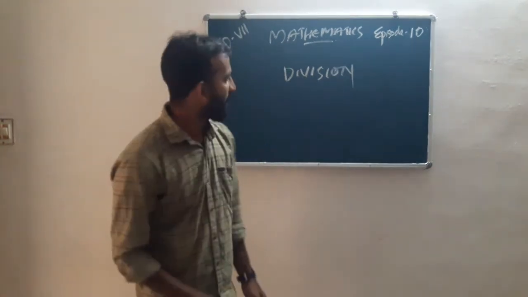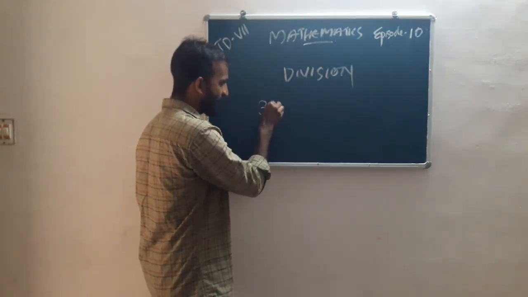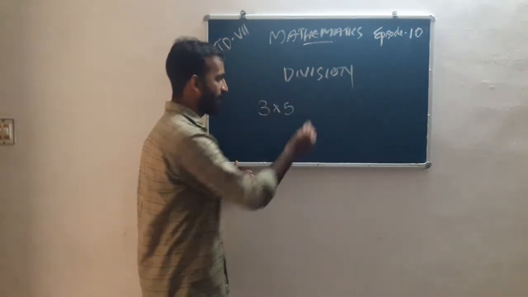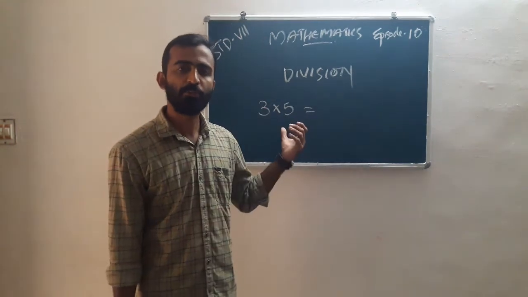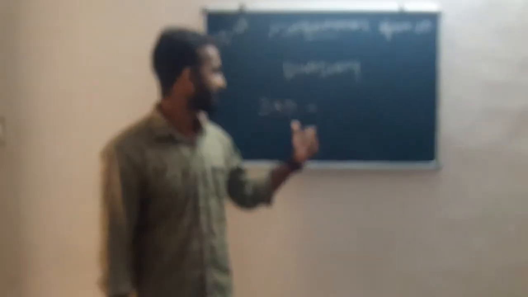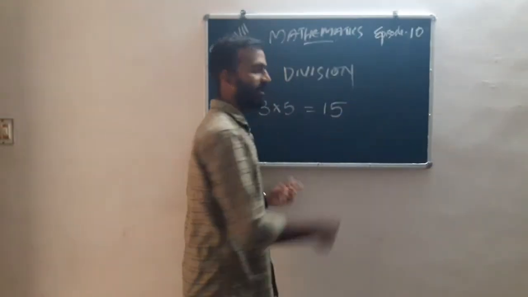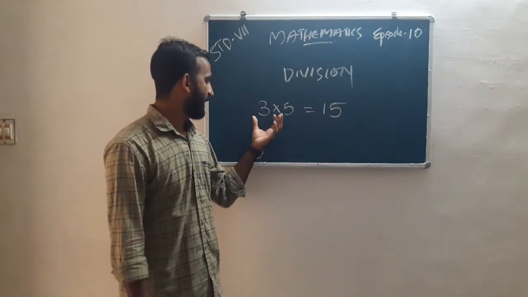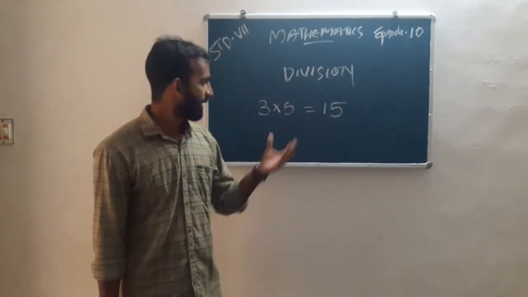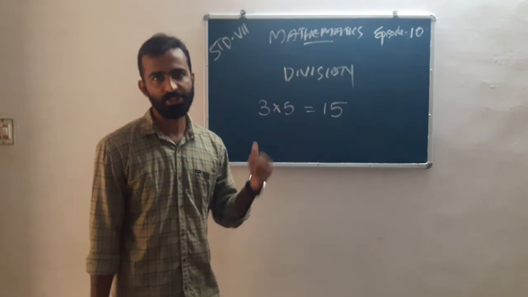We know that 3 into 5, what is the answer? Anyone can say? 3 into 5 means 15. Is it? Yes. That is, 3 is an integer and 5 is also an integer.